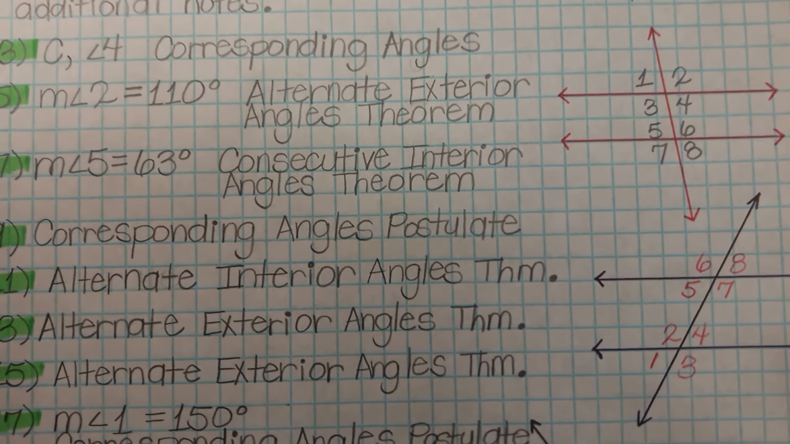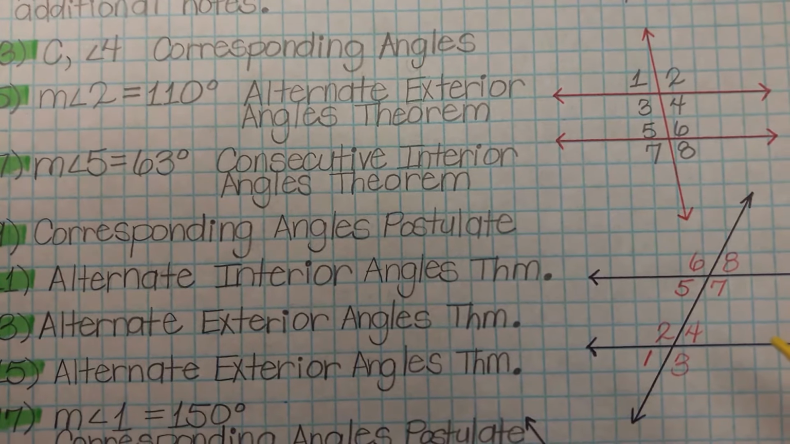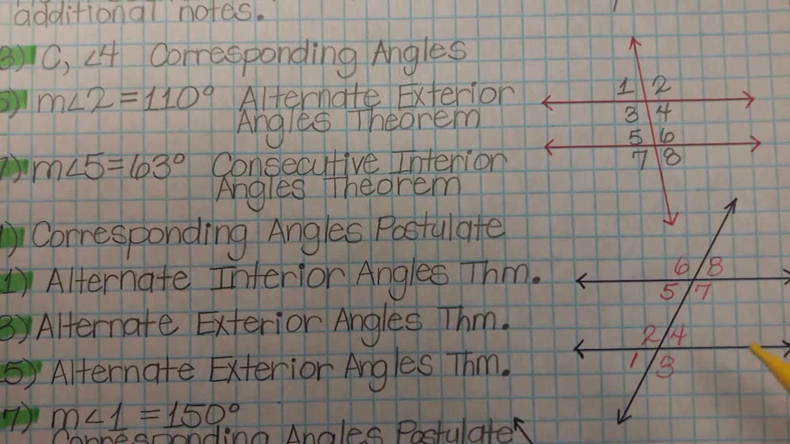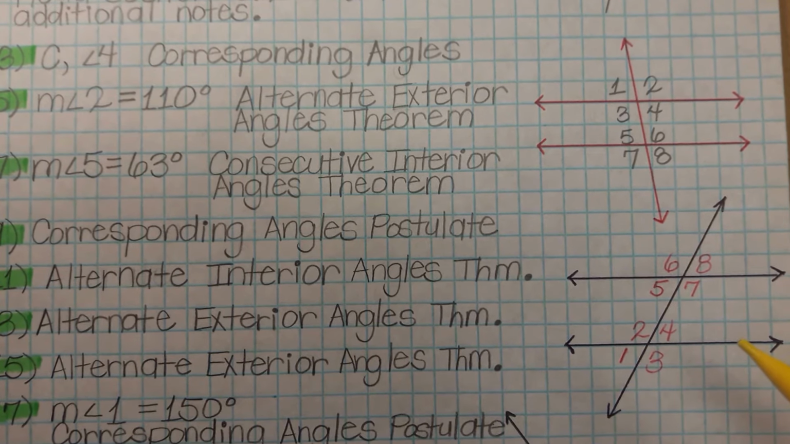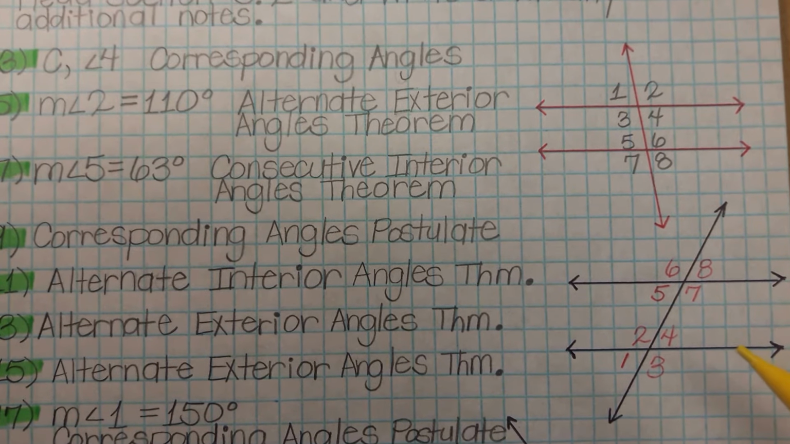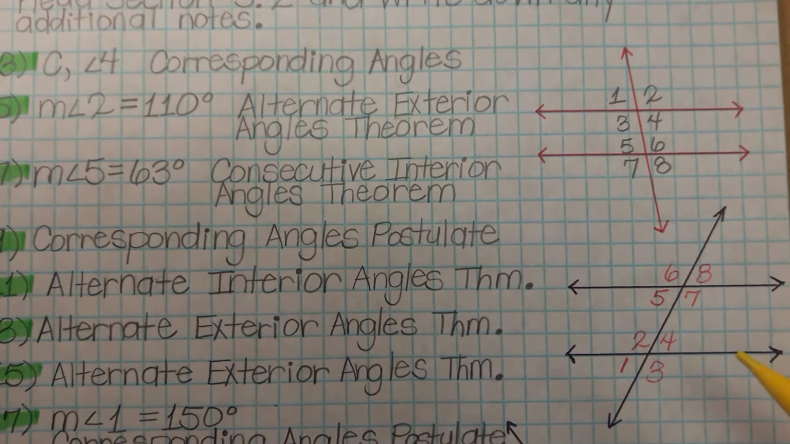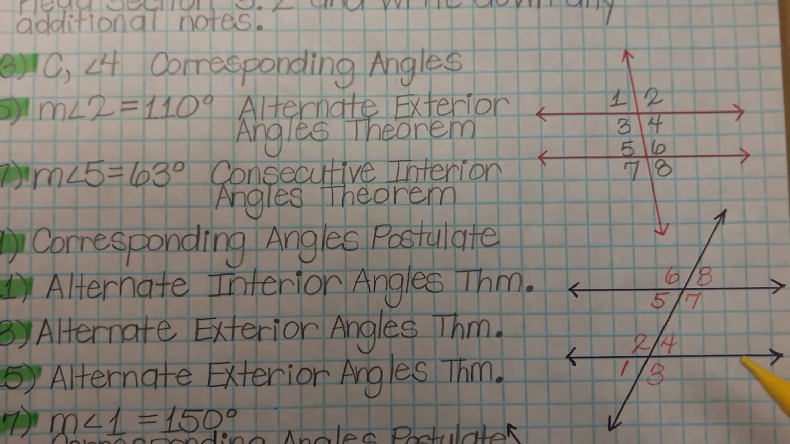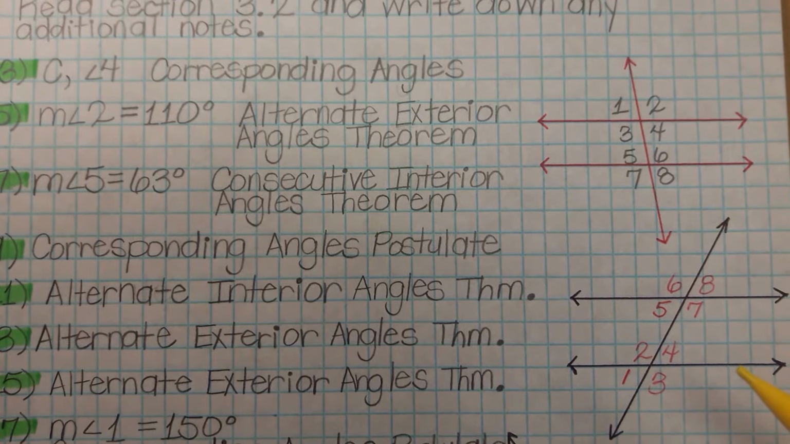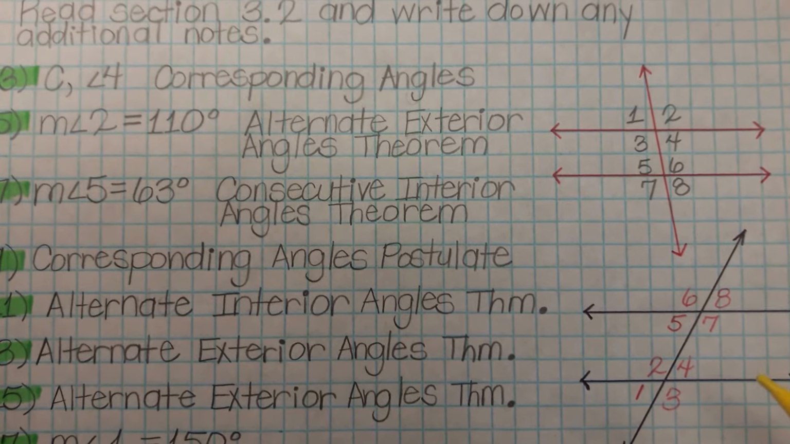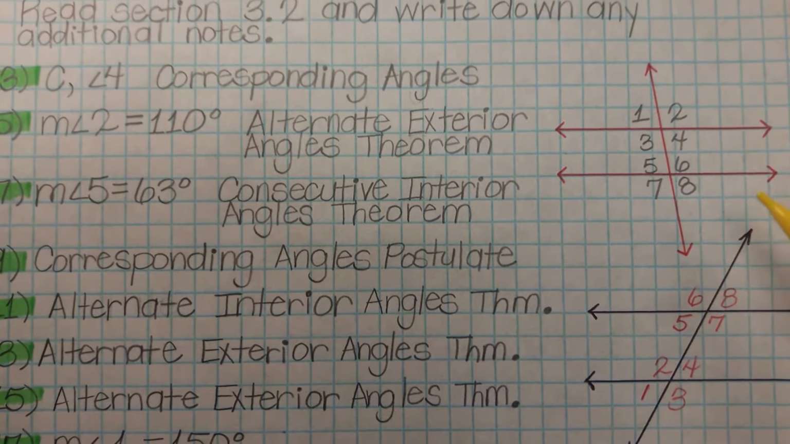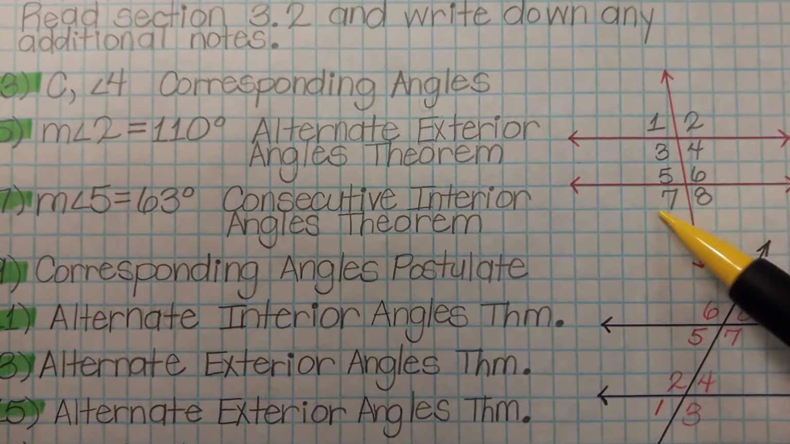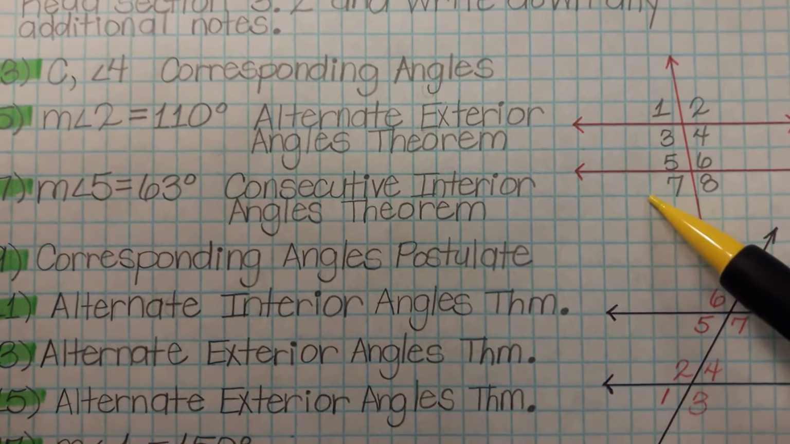But look at number 5. It says, find the angle measure. Tell which postulate or theorem you use. So for number 5, it says, if the measure of angle 7 equals 110 degrees, then the measure of angle 2 equals blank. So we want to see what is my answer for the measure of angle 2.